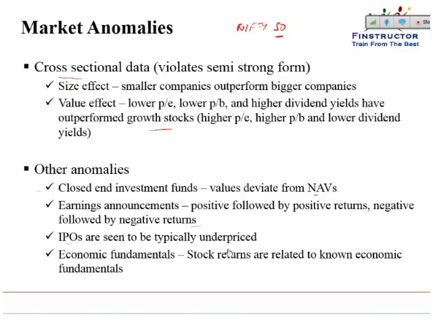IPOs have generally been seen to be underpriced. And another violation of the semi-strong form is that the stock returns have been related to known economic fundamentals, that is price to earnings and analysis of balance sheet and cash flow. So some anomalies do exist that challenge the efficient market hypothesis that we have just studied.